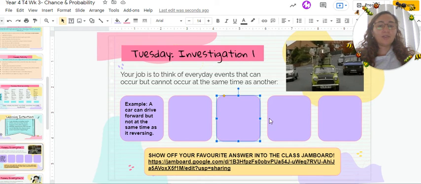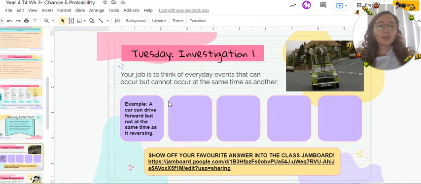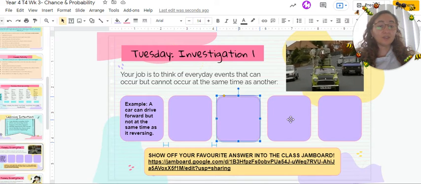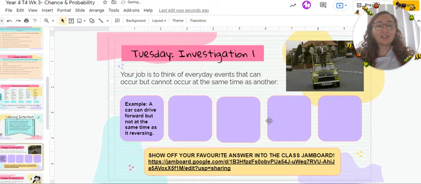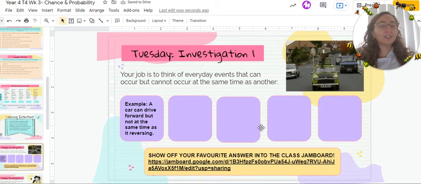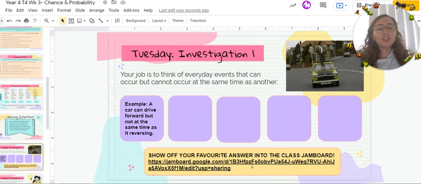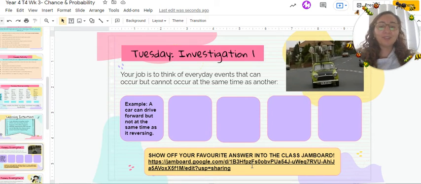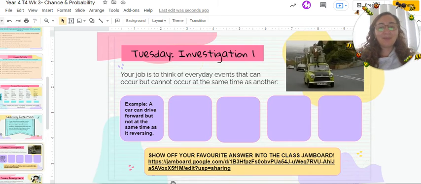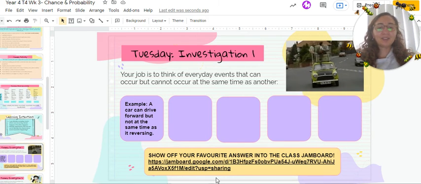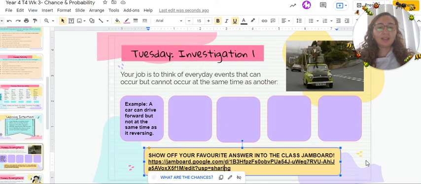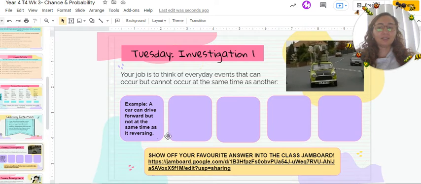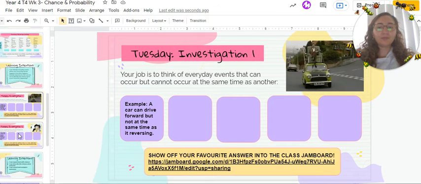I want you to put in 4 answers. You might have 1 answer, you might have 2. 4 would be fantastic. If you can only come up with 1 or 2, that is also amazing. And then show off your favorite answer into the class Jamboard. So please don't use my one. But you'll click here, click onto the Jamboard, and then you'll put in your favorite answer onto a post-it note.